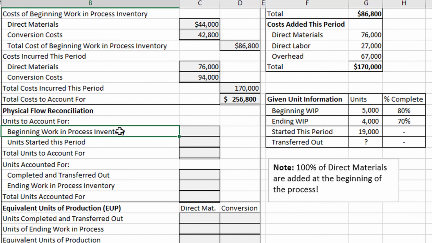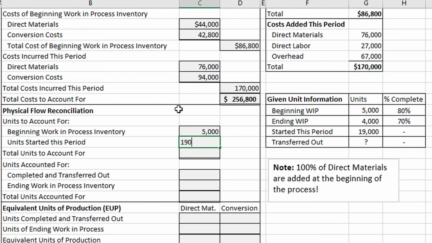First, we have the beginning work in process inventory. If we look over here at our given unit information, we see that there are 5,000 units in our beginning work in process. So that's what we're going to type here. The units that were started this period are 19,000, as we can see right here.